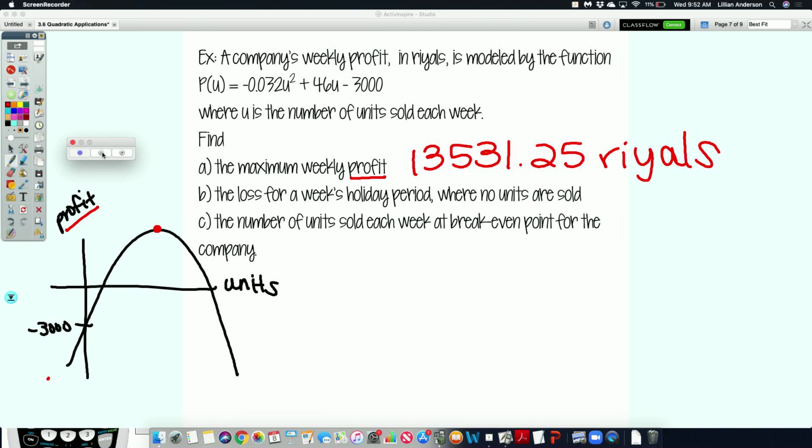The loss for the week's holiday period where no units were sold. If no units are sold, that means that u equals 0. And so that basically means we would plug in 0. But we can easily look at the graph and see that that's basically this point right here. How much did they lose? 3,000.